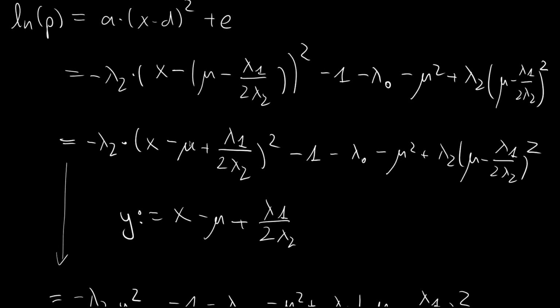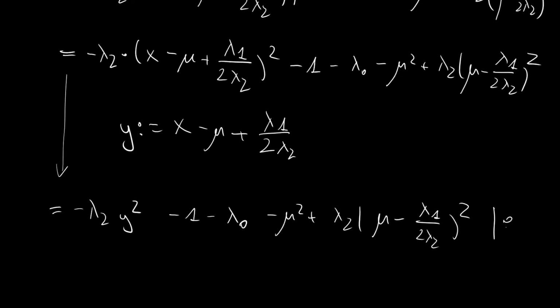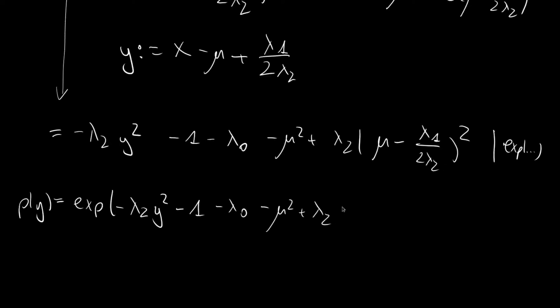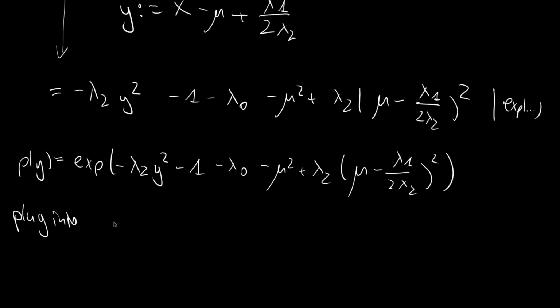And then again, recall we had nothing else than the ln of p, so let's apply the exponential on both sides of the equation, and then we get p of y is the exponential, or e to the power of minus lambda 2 y squared minus 1 minus lambda 0 minus mu squared plus lambda 2 times mu minus lambda 1 over 2 lambda 2 in brackets squared, and then closing bracket for the exponential. And with this we rearranged our equation for x or for y, and then we can now plug it into another constraint, and we will plug it into the third equation, or in other words the second constraint.